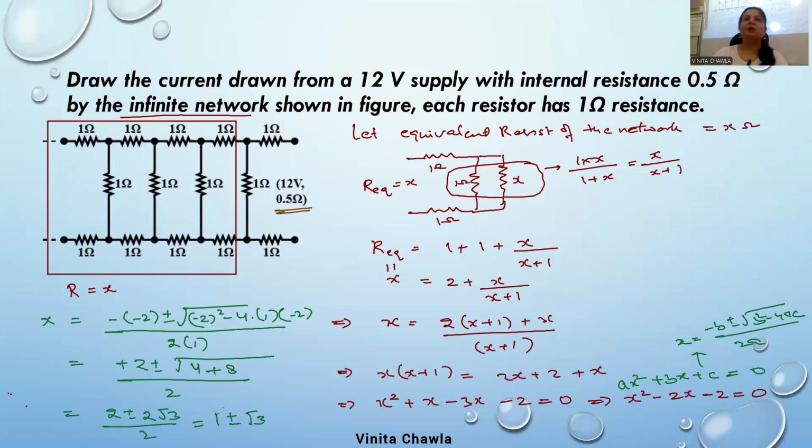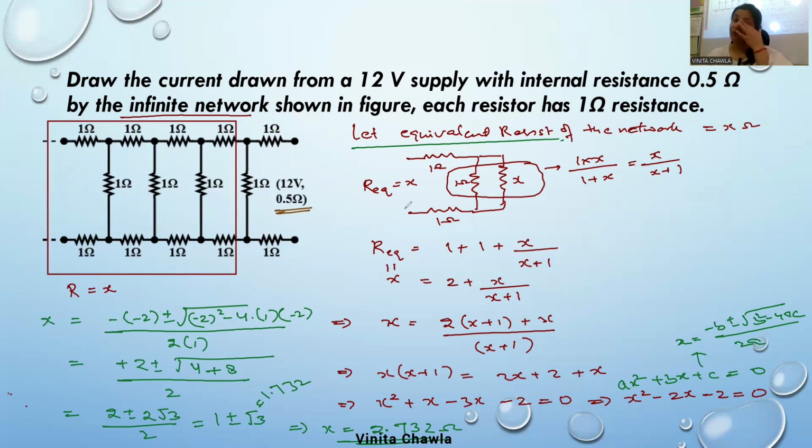See, the value of x cannot be negative. Root 3 is 1.73; the value of root 3 is 1.732. We cannot subtract this number from 1 because we get a negative number. So we'll add this. So the value of x is 2.732 ohm, because this is the value of equivalent resistance.